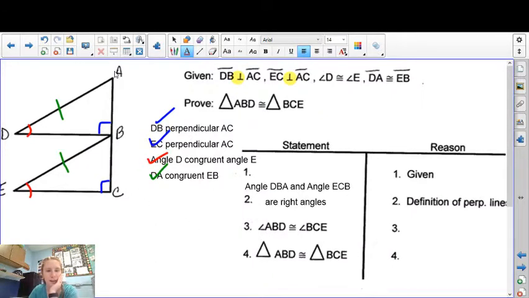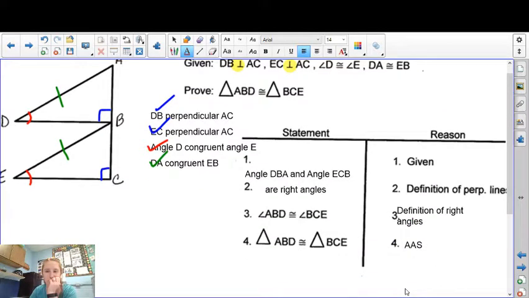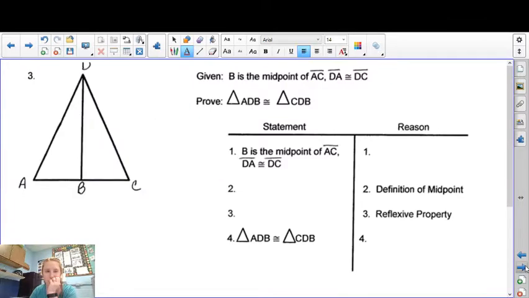Next, I see that angle ABD is equal to angle BCE. Well, hey, how do I know they're equal? Well, because they're right angles. So definition of right angles. And then number 4, what did we use? Well, I've got 2 angles and a side. So this has to be, remember we don't write profanity, so angle-angle-side. Next one, number 3.